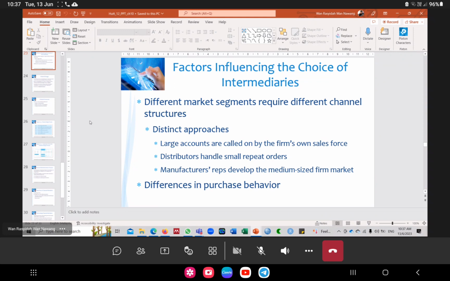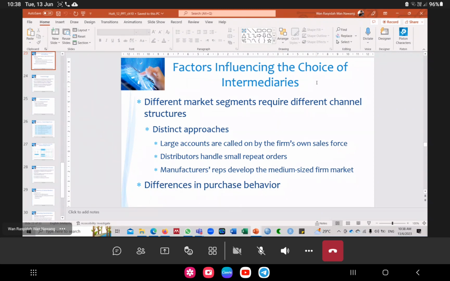Alright, so we continue. Saya rasa saya nak habiskan chapter 10 sajalah. Chapter 11, 12, you baca sendirilah. Okay, different market segments require different marketing structure, channel structure. Differences in purchase behavior. What are the factors influencing the choice of intermediaries? There are two factors that influence the choice of intermediaries. Different market segments require different channel structure. Different in purchase behavior, as usual, because of differences in purchase behavior of the business customer.